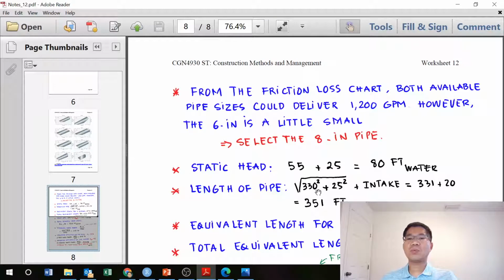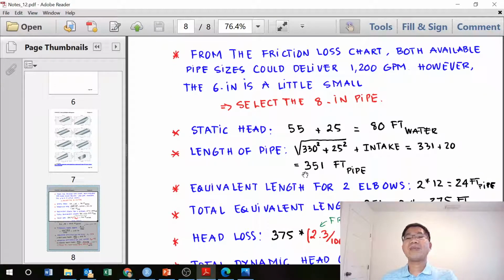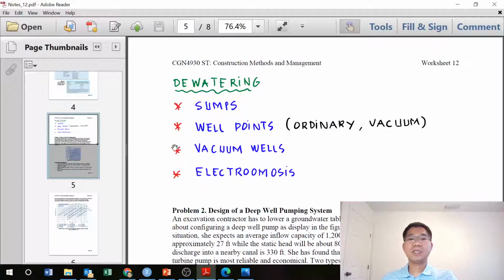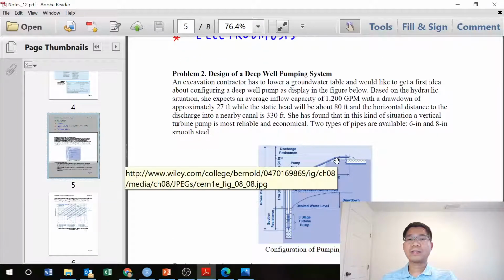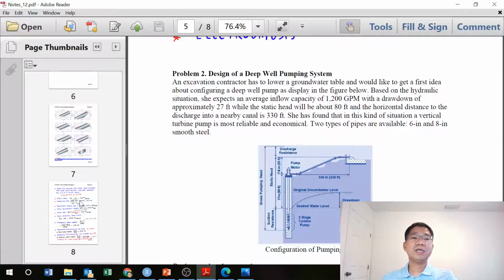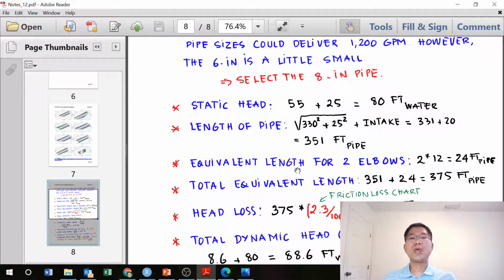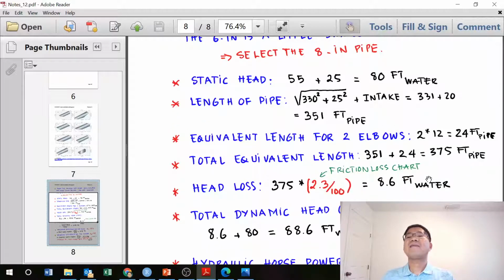The problem gives 20 feet, so you will get 351 feet of pipe. And from that we have two 45-degree elbows, you can see one here and one there, so 2, and each for 8 inches is 12, so you will have 24 feet of pipe equivalent length for the two elbows. Total equivalent length: the actual geometrical length of the pipe, 351, plus the equivalent length of the two elbows, 24, so you get 375 feet of pipe.